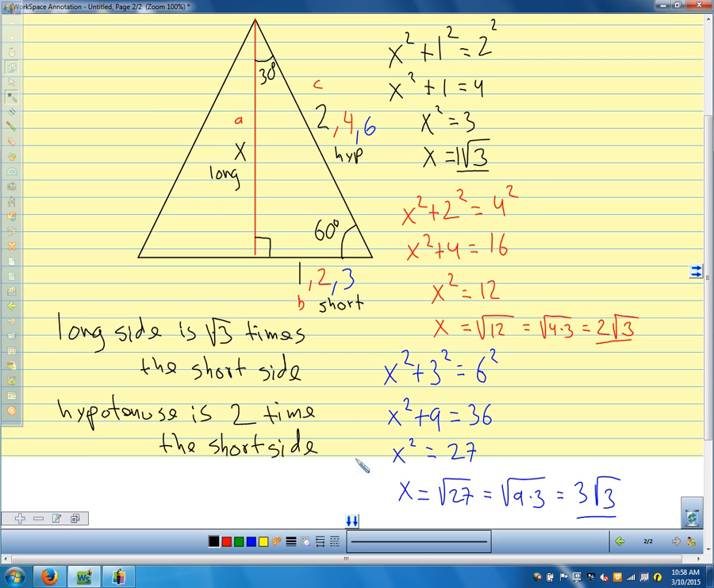And this works no matter what the side lengths of our 30, 60, 90 triangle are. This will always work out this way. And this comes from dividing an equilateral triangle in half and using the Pythagorean theorem. So what this lets us do is just knowing one of the sides of a 45, 45, 90, or one of the sides of a 30, 60, 90 triangle, we can figure out all the rest without having to use a Pythagorean theorem at all.